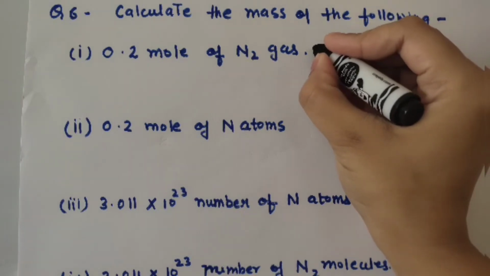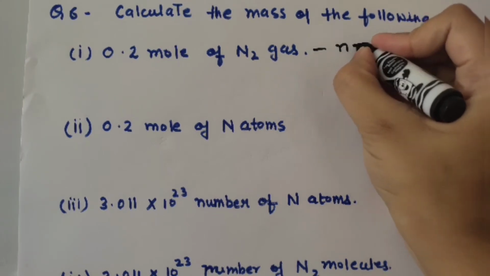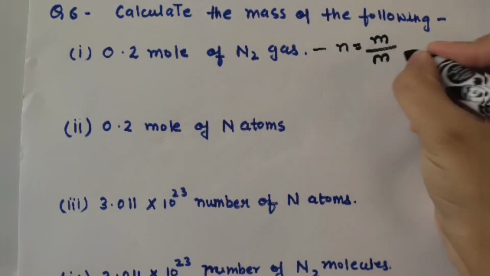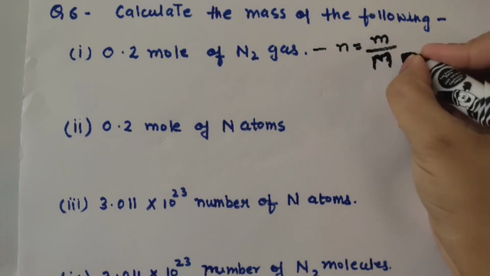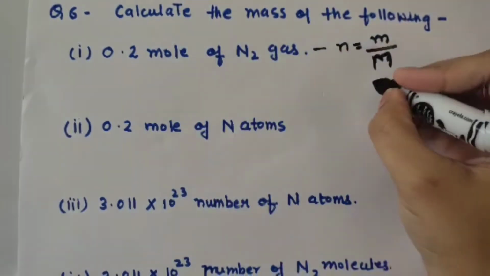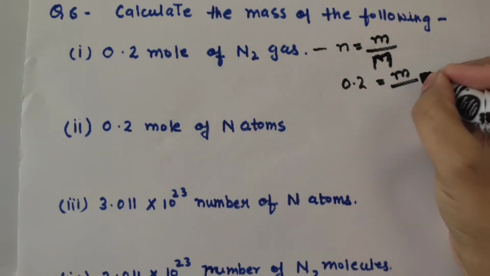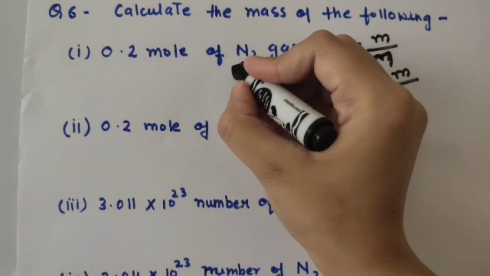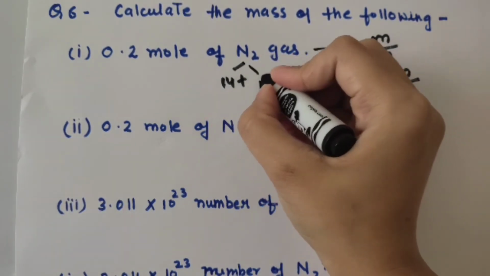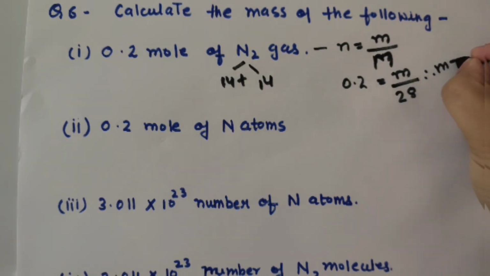Let's solve the problem. We know that there is a relationship between the number of moles and mass. What is the relationship? n is equal to mass upon molar mass, capital M. And 0.2 mole is given. So we can write 0.2 is equal to mass, which we have to calculate, divided by the molar mass of N2. There are 2 N, so 14 plus 14 comes out to be 28. Therefore mass is equal to 0.2 into 28.